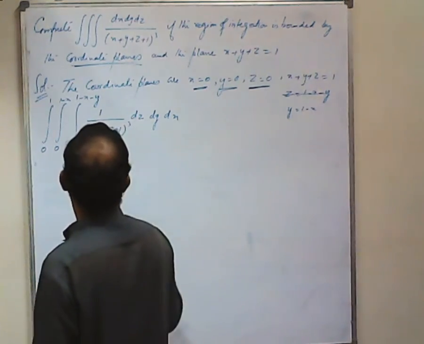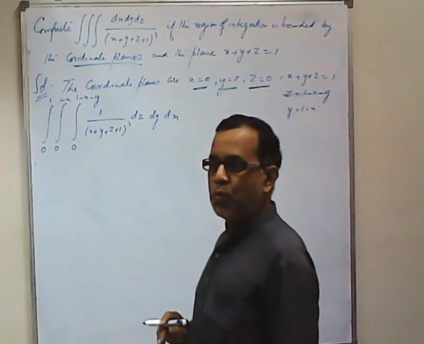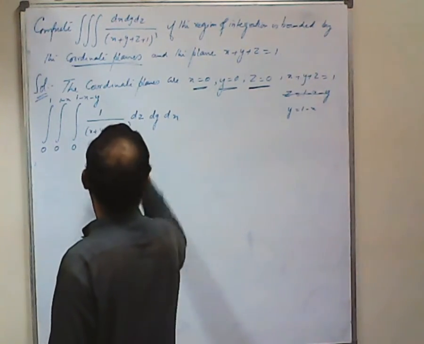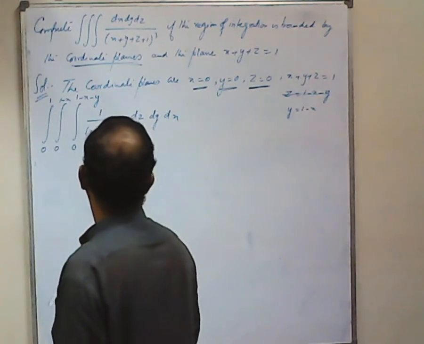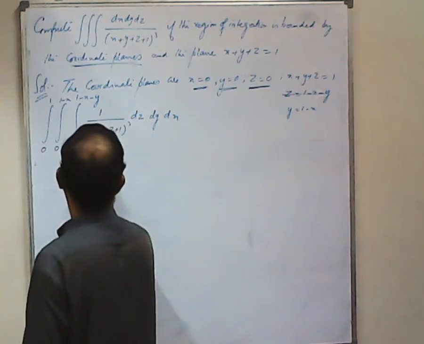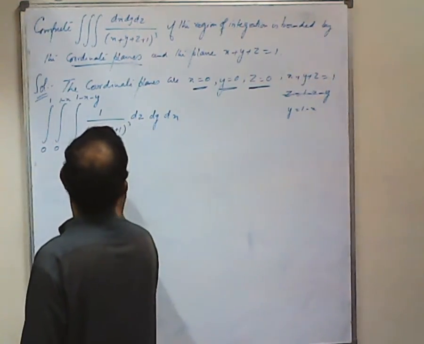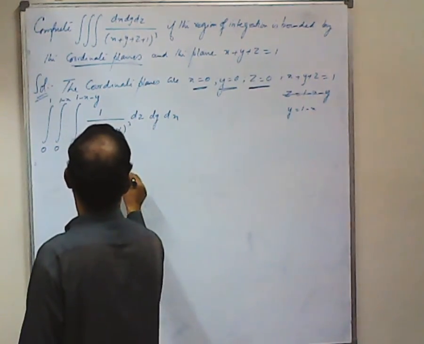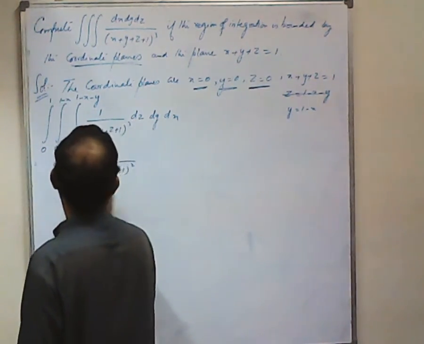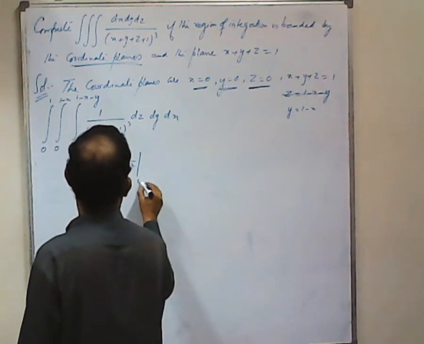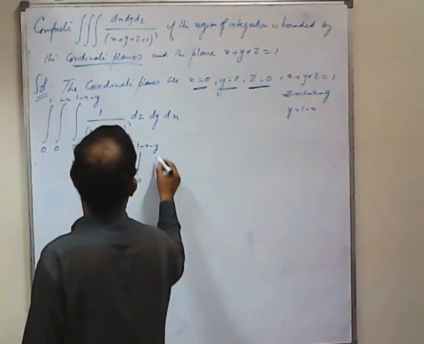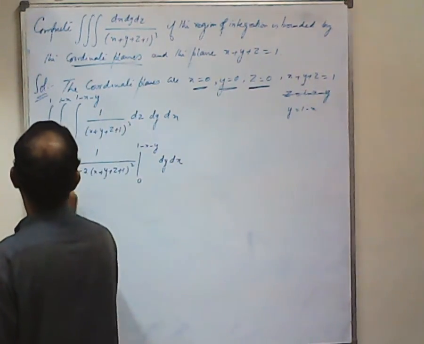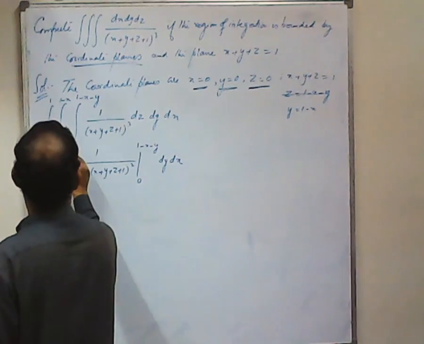So what is the integration of this with respect to z? We will move into, this is minus 3 plus 1, minus 2 upon 2. So we have 1 upon minus 2 x plus y plus z plus 1 whole square. And the limits are 0 to 1 minus x minus y, dy dx. And then we have 2, 0 to 1 and 0 to 1 minus x.